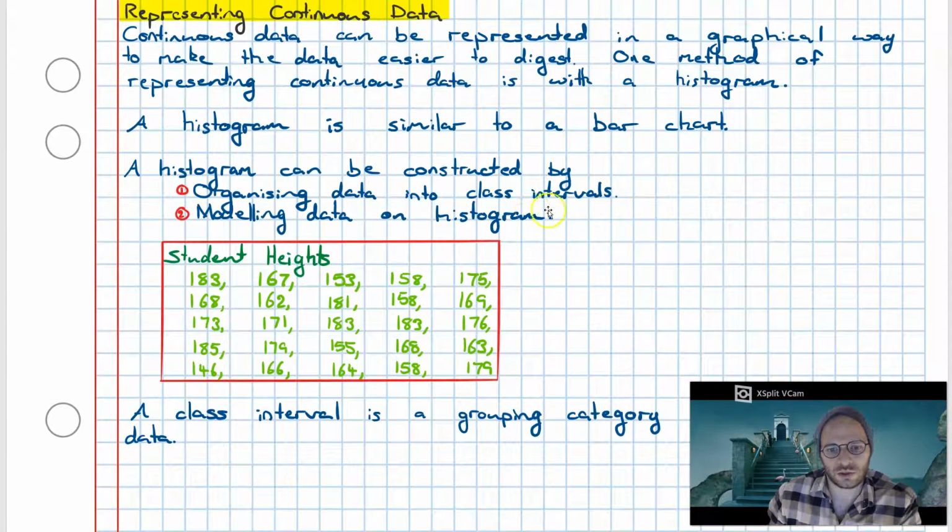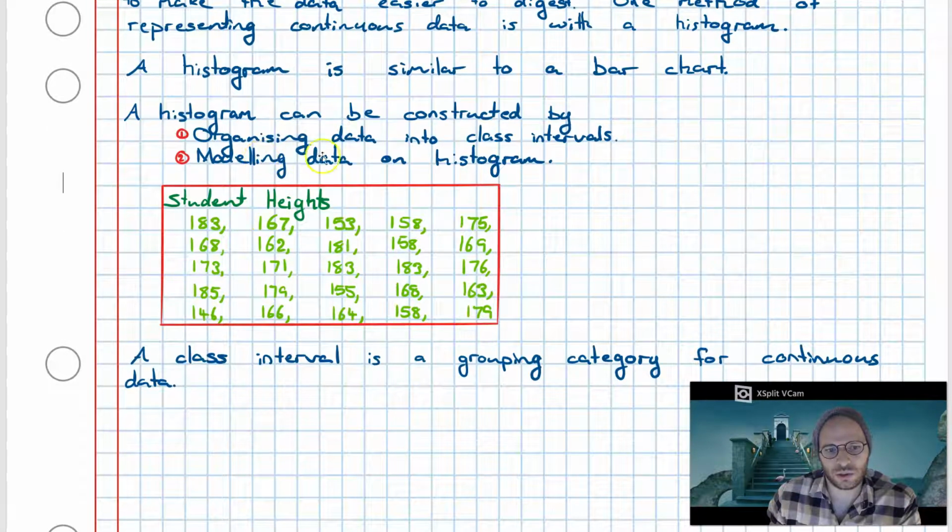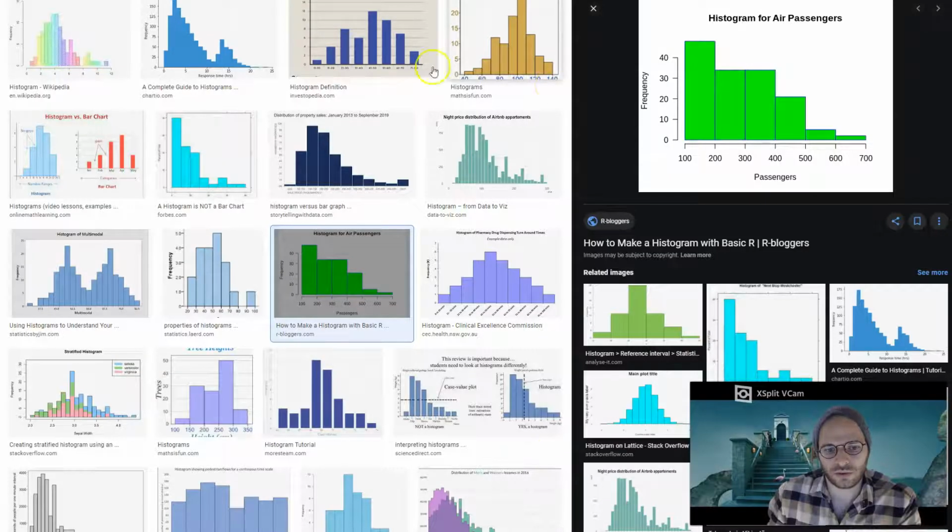Now, to be able to construct a histogram, the first thing we need to do is organize our data into these class intervals. And after that, we use the table that we construct to then model a histogram in the image of something that we see over here.